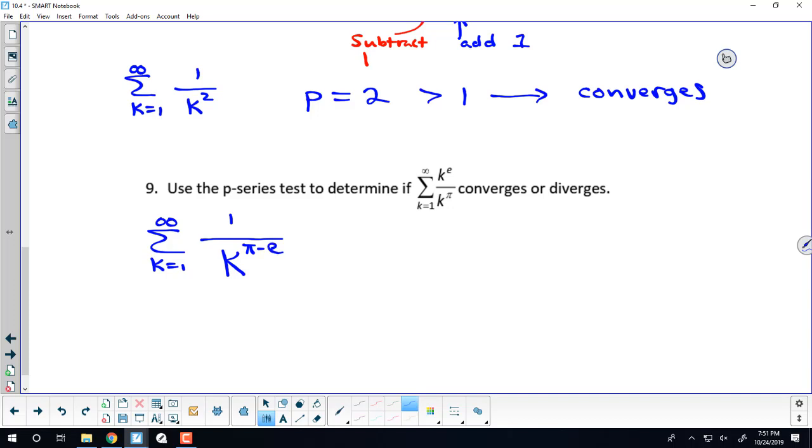Therefore, we've got it in the form. And then we just have to figure out, is that power larger than 1, or less than or equal to 1? Our power is pi minus e. Less than 1: 3.14 minus 2.718. Power is less than 1, therefore the series diverges.